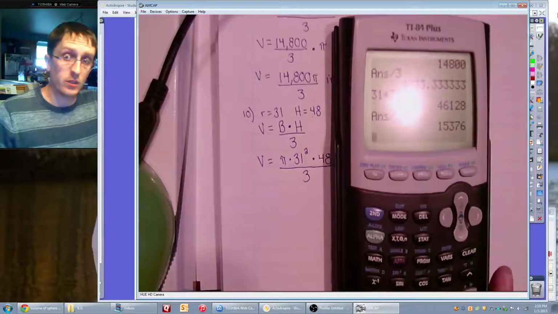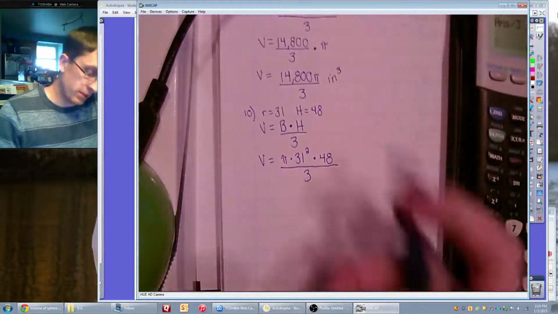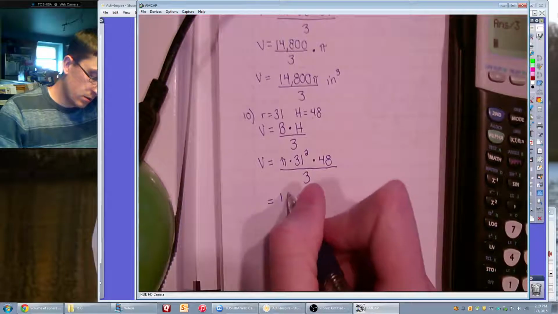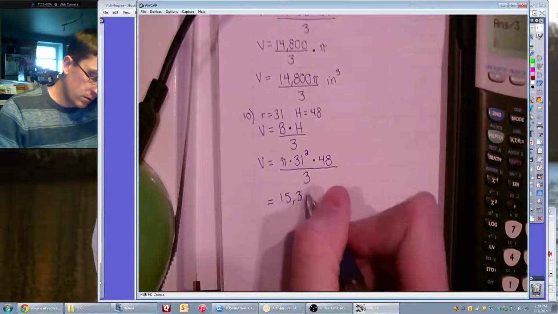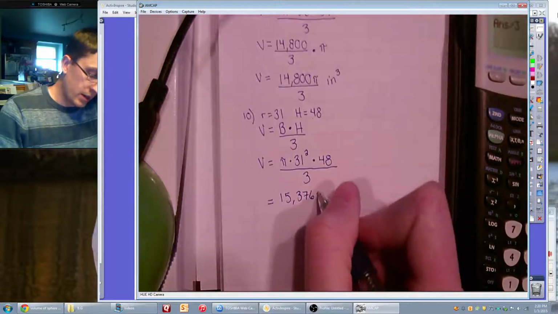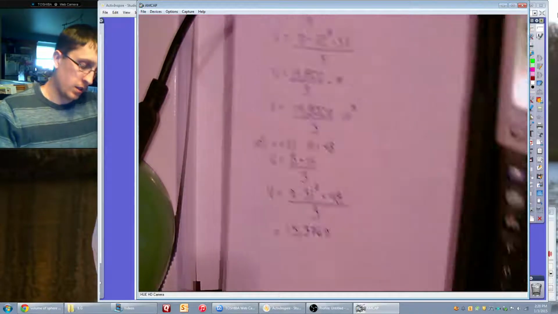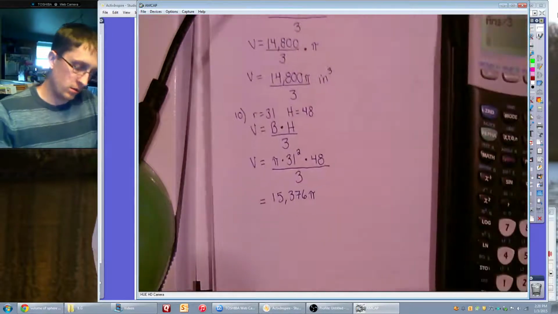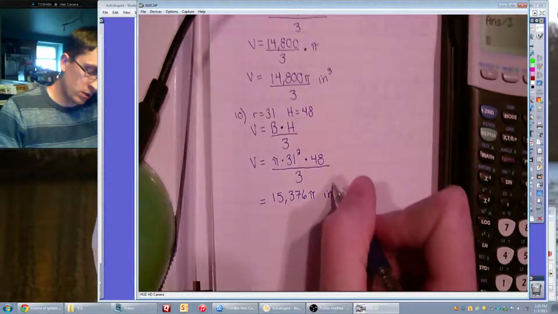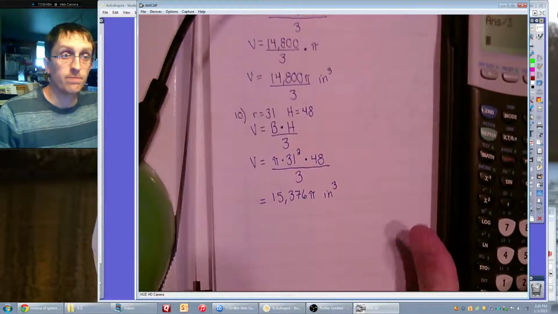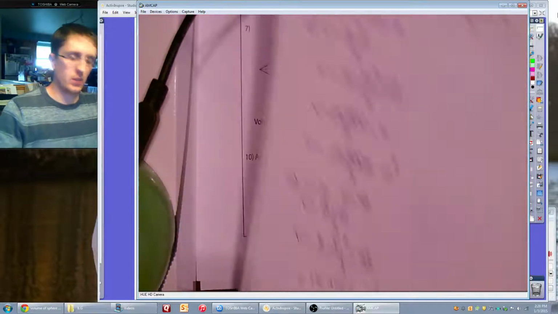It's a whole number, so I can use it. 15,376 times pi, and the labels were inches, so my label is going to be inches cubed. Not too bad. Let's write that on the worksheet, and then I'll do another example.